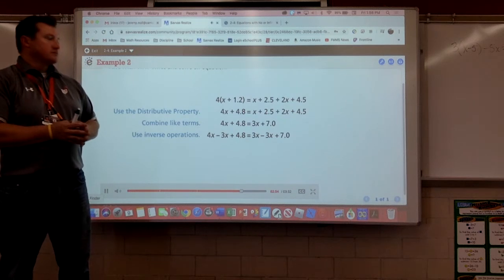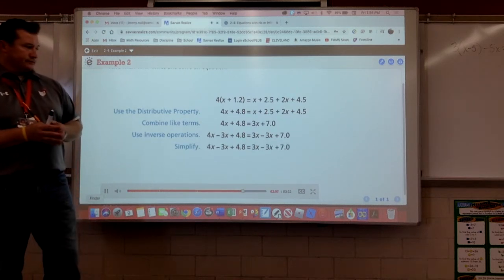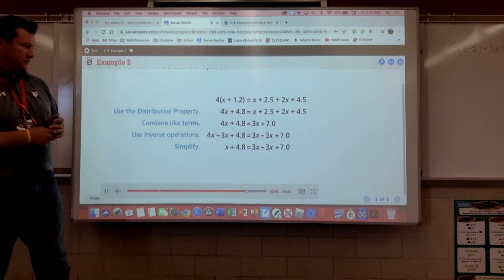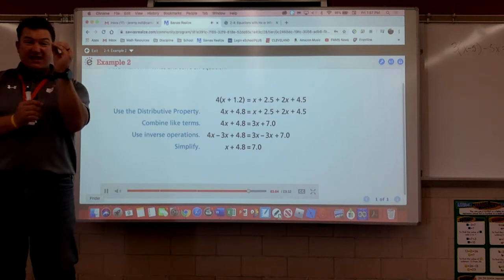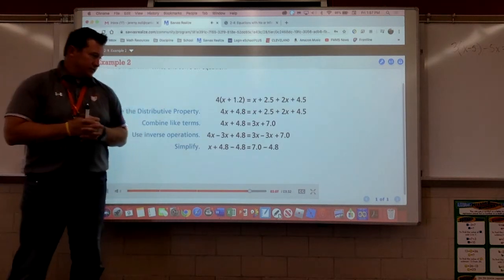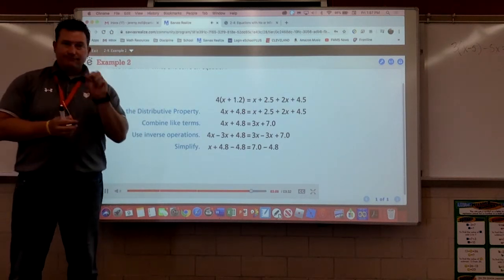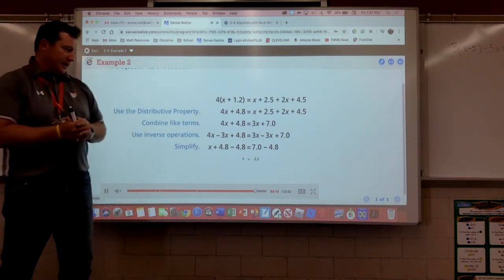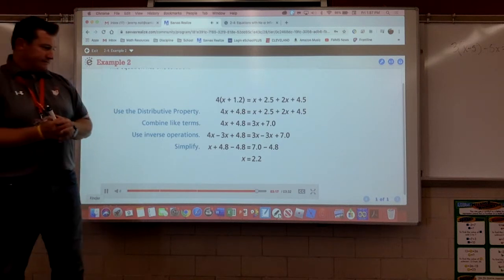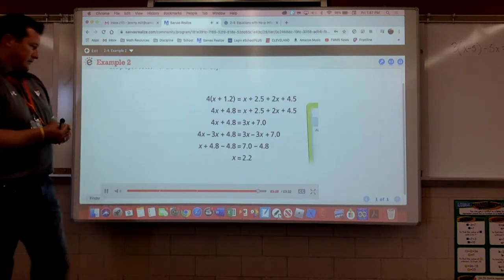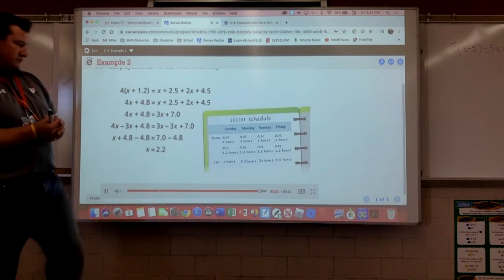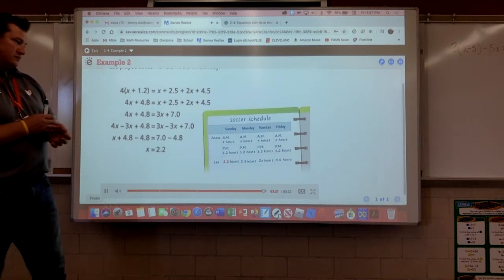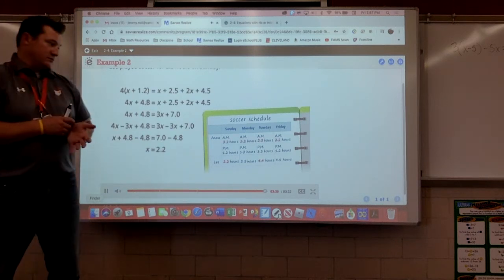Subtract 3x from both sides of the equation. Yep. And simplify. 4x minus 3x equals 1x. And 3x minus 3x equals 0. Subtract 4 8/10 from both sides. Simplify again to show that the equation has one solution. x equals 2 2/10. Yep. The solution to the equation shows that Lee played soccer for 2 2/10 hours on Sunday. The solution also shows the value of the other entries in the soccer schedule.